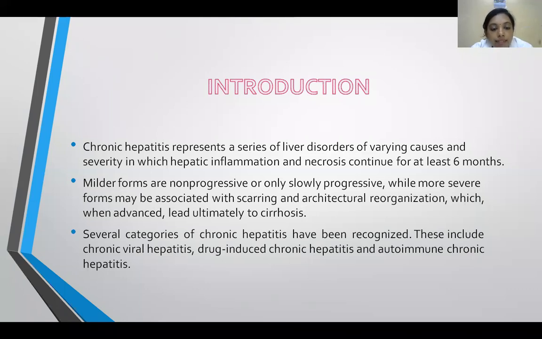Okay. Several categories of chronic hepatitis have been recognized. These include chronic viral hepatitis, drug-induced chronic hepatitis, and autoimmune chronic hepatitis. Today I will be discussing the important topics. Everything is important, but most important are chronic viral hepatitis and autoimmune chronic hepatitis. I will be discussing chronic viral hepatitis, and that too mainly hepatitis B and D. The rest, C, E, and autoimmune chronic hepatitis, will be discussed in the later class. Okay.